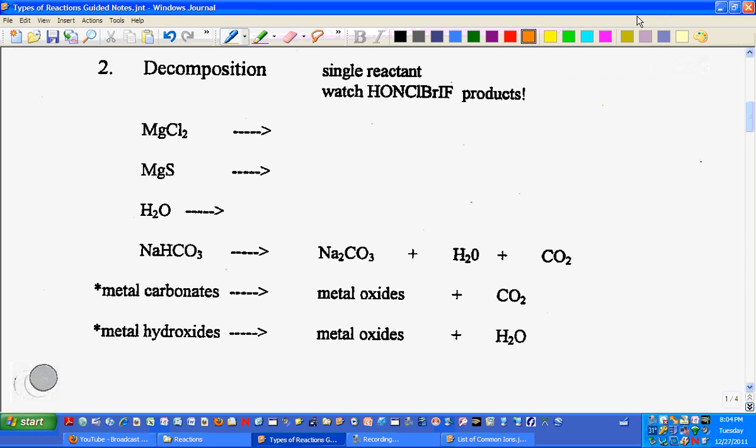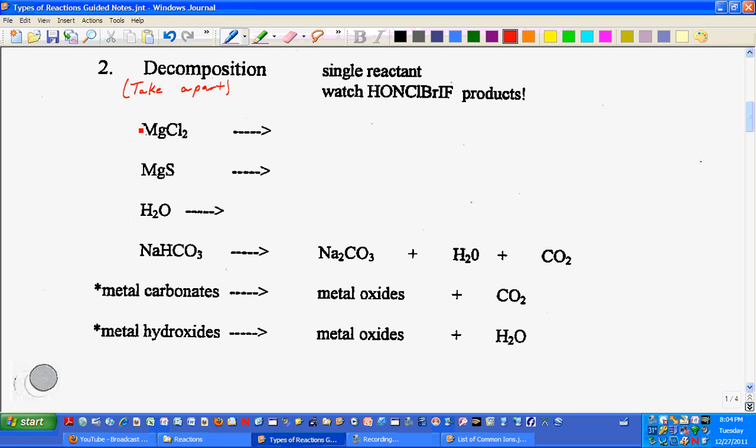Another type of reaction is the decomposition reaction. Decomposition is the exact opposite of a combination. Instead of putting things together, what we're going to do is take apart. So decomposition is to take apart.